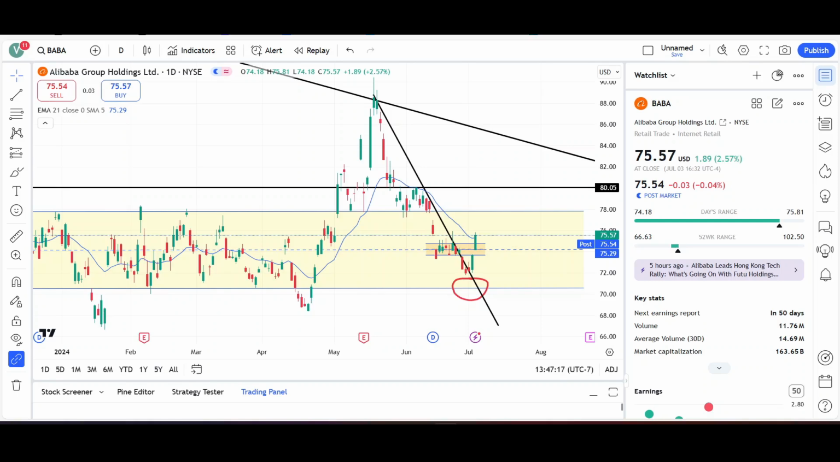Holdings with the ticker symbol BABA. I will first be going over what I see on the daily chart and finish the video off with the weekly chart. This video is for entertainment purposes only. Please trade at your own risk. So let's take a look at the daily chart for BABA.